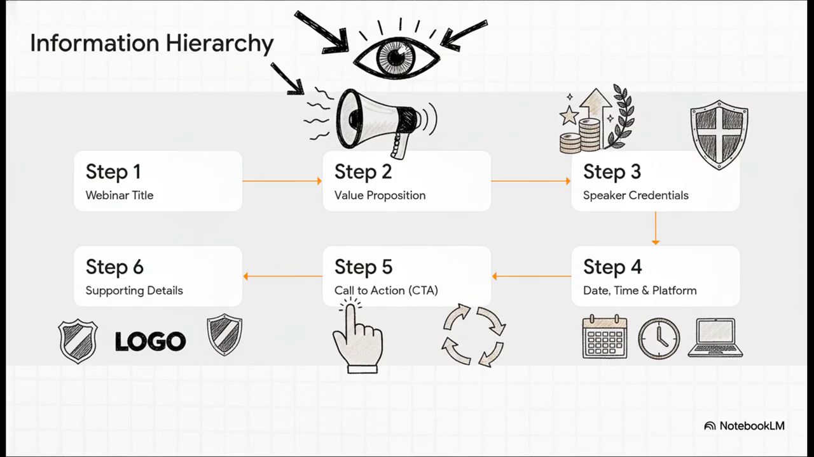First, what is this? That's the title. Next, why should I care? That's your value proposition. Then, who's speaking? Speaker credentials. Okay, I'm interested. When is it? Date and time. How do I sign up? Call to action. See how that works? All the other stuff, like logos, goes at the very bottom because it's the least important piece of the puzzle.